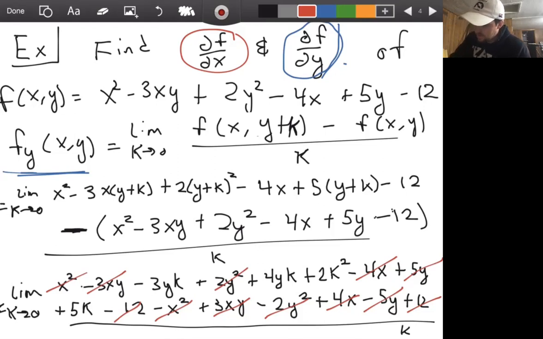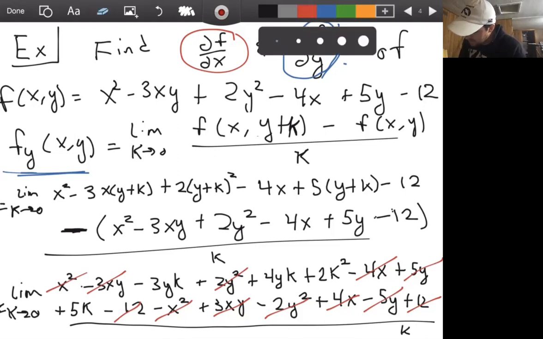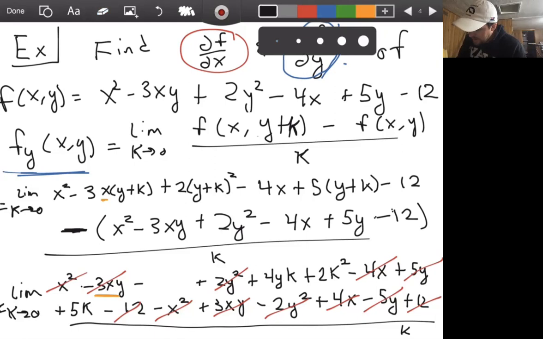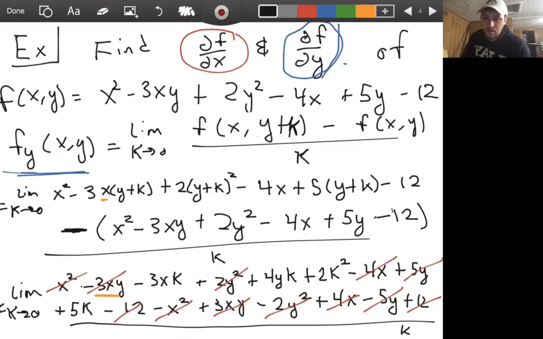Sorry, I made an error here. I'll point out my error in yellow. There's an x here that I did not distribute. I did in this term here, the negative 3xy, but here, this should not be a y. This should be an x. So this term should be minus 3xk. Sorry to all of you screaming at your computer that I was wrong there for a while.